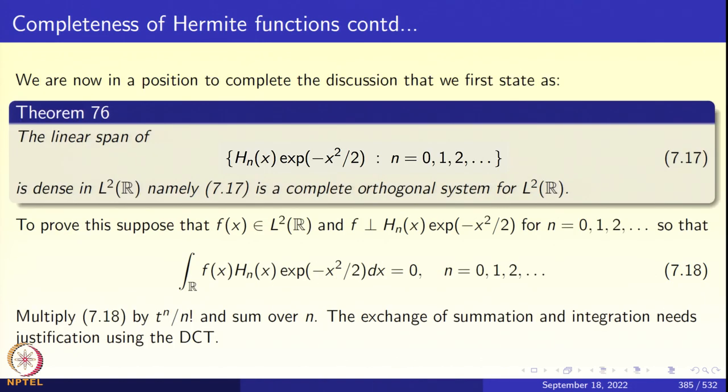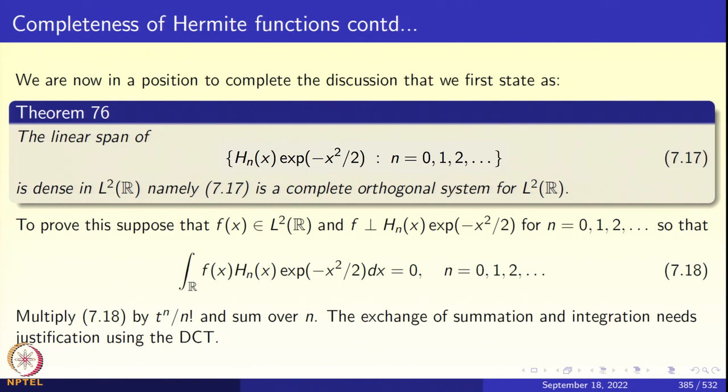So now we are in a position to complete the discussion that we started out. The linear span of the Hermite functions H_n(x) e to the power minus x squared by 2. So take the Hermite polynomials H_n(x) and multiply them all by e to the power minus x squared by 2. It's a complete system.